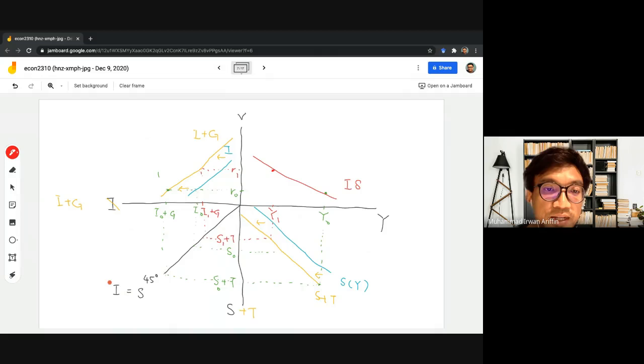Take note that the equilibrium condition is no longer I equals S. The 45-degree line means that the amount of injections must equal the amount of leakages. So the 45-degree line represents all the points where I plus G, investment plus government expenditure, equals saving plus taxes. So that's all for now.